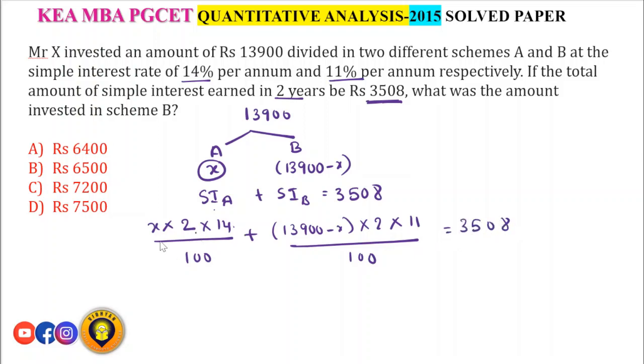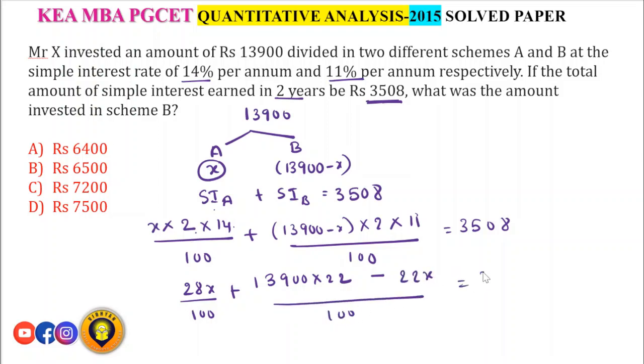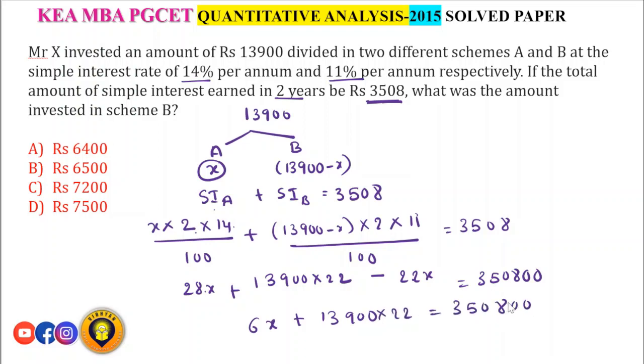Okay, 14 2s are 28x, so 28x upon 100 plus 11 2s are 22, 22 into 13,900. So 13,900 into 22 minus 22x, whole divided by 100 is equal to 3508. So 100 is the LCM. 100 will multiply to the right hand side and it will become 350800. Now 28x minus 22x is 6x, plus 13,900 into 22 is equal to 350800.